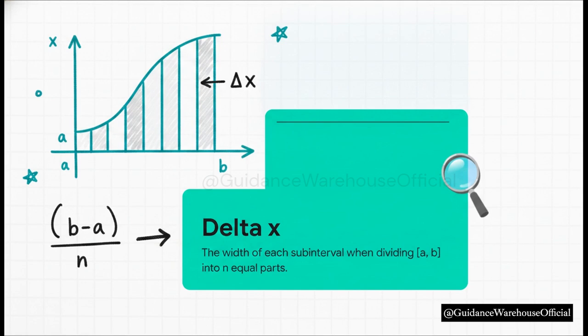If we're looking at a curved area on a graph that starts at point A and ends at point B, we just subtract a from b to find the total distance. Then, we divide that distance by n, which is just the number of rectangles we want to use. This guarantees every single rectangle is the exact same width.